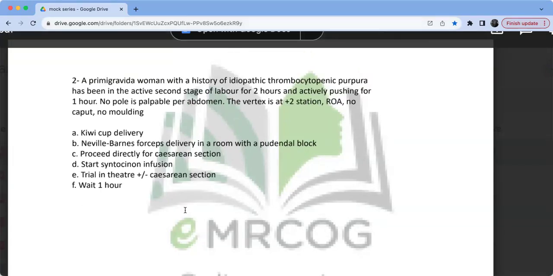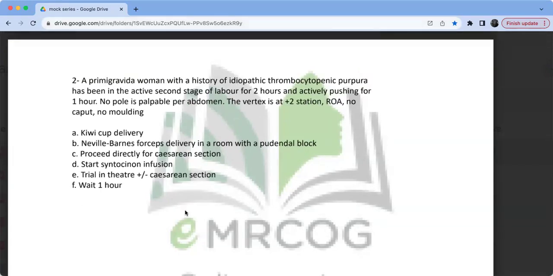A primigravida with a history of idiopathic thrombocytopenic purpura has been in the active stage of labor for 2 hours and actively pushing for 1 hour. No pull is palpable per abdomen. The vertex is at +2 station, right occipito-anterior, and no caput, no molding. What will you suggest here for this primigravida? She had idiopathic thrombocytopenic purpura. There is a risk of bleeding, mainly to the mother.